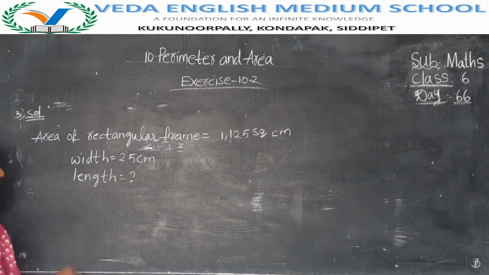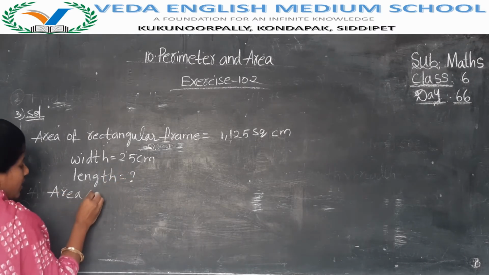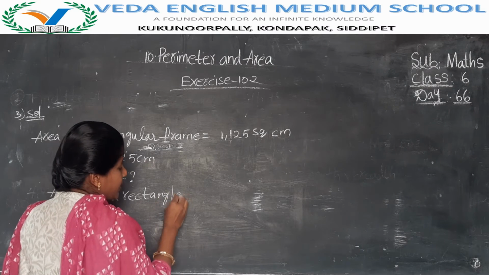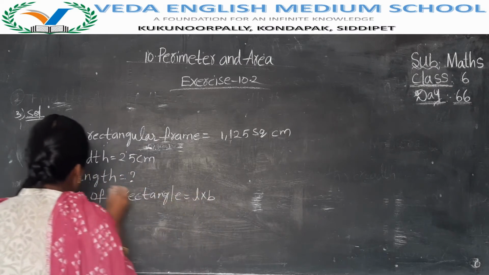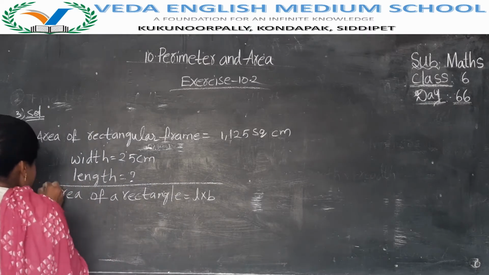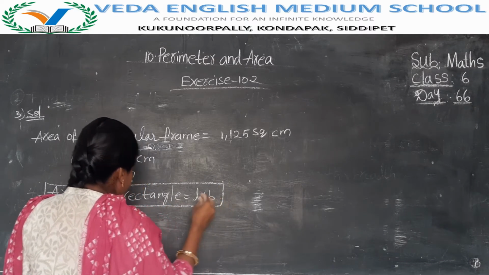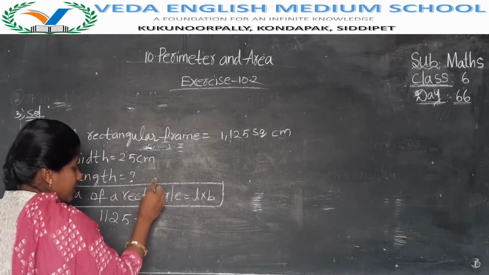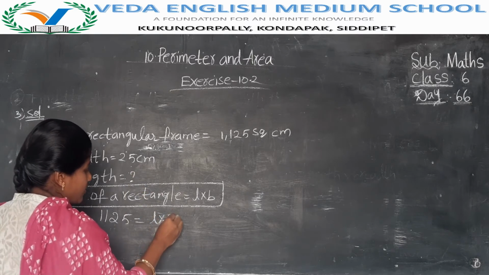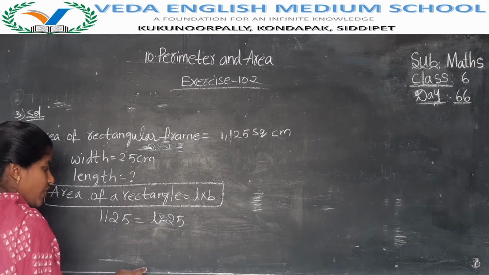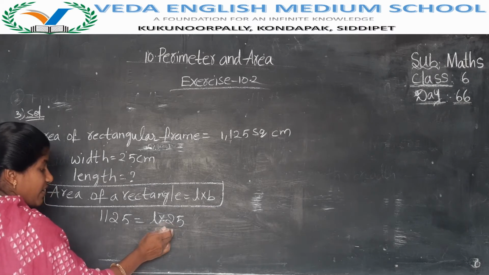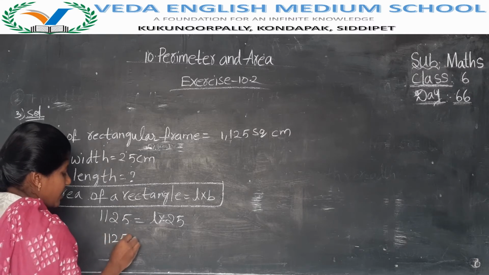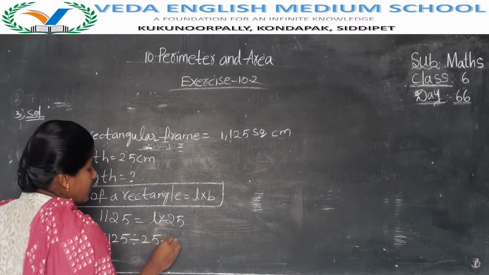To find the length, what do we have to do? Area of a rectangle formula: area of a rectangle is equal to L into B. To find the length, we have to divide. We know the area is 1125. Length we don't know. Breadth is 25. So we have to divide 1125 by 25, which is equal to the length.